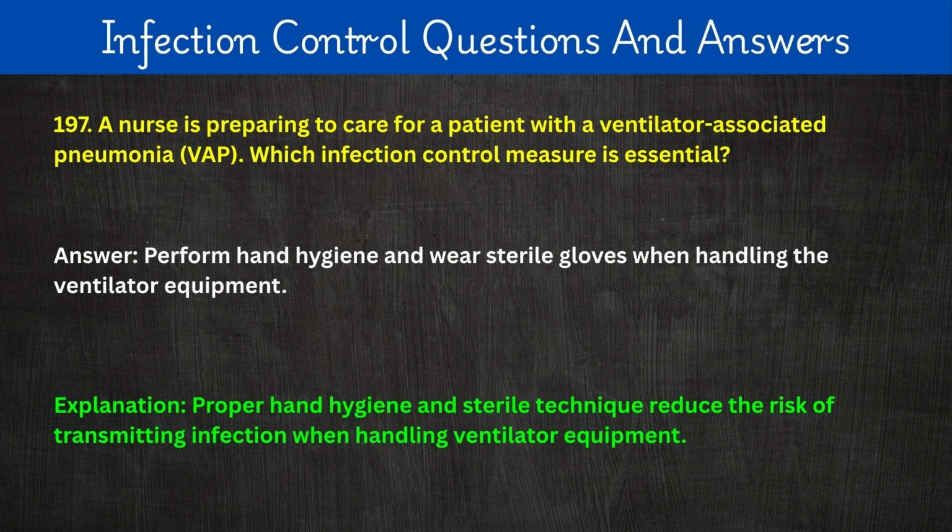197. A nurse is preparing to care for a patient with ventilator-associated pneumonia, VAP. Which infection control measure is essential? Answer: perform hand hygiene and wear sterile gloves when handling the ventilator equipment. Explanation: proper hand hygiene and sterile technique reduce the risk of transmitting infection when handling ventilator equipment.